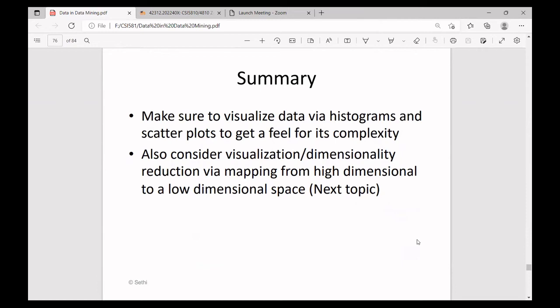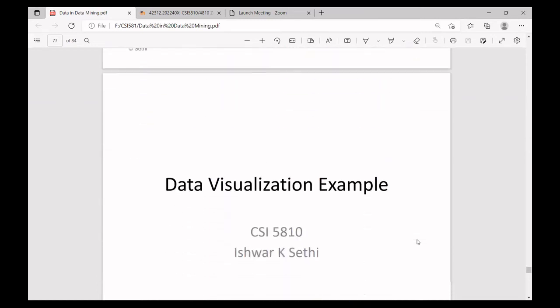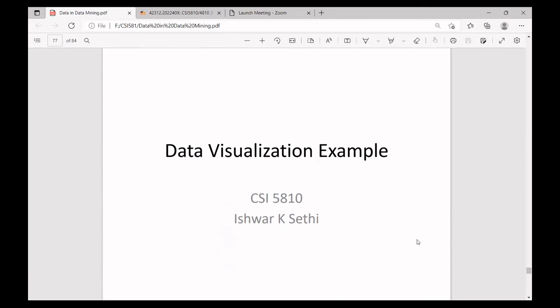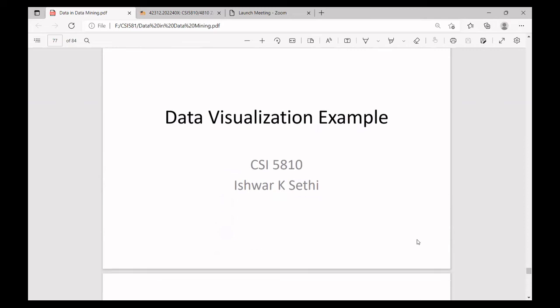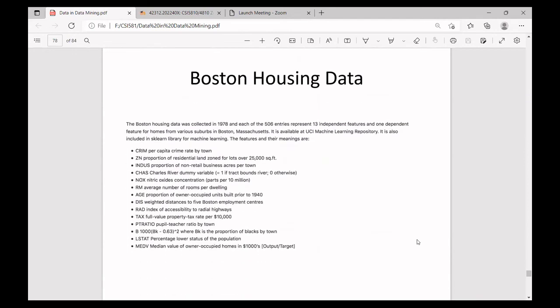But before we do that, I think we will take an example of data visualization to go over all these steps using the Python libraries that we have discussed earlier. It gives you an idea of what is expected. The example that we are going to take is based on housing data, which is known as Boston housing data.